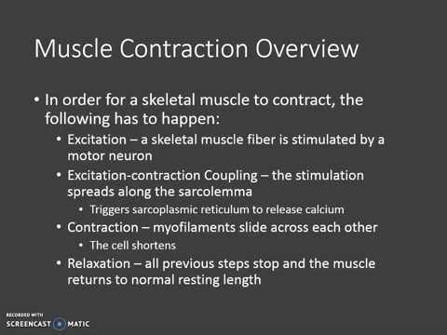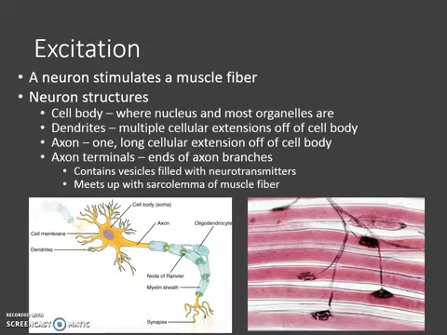So let's first take a look at excitation. In excitation, a neuron stimulates a muscle fiber. We took a look a little bit at neuron structures back when we talked about histology and tissues. So we can see that this is kind of a cartoony drawing of what a neuron looks like.